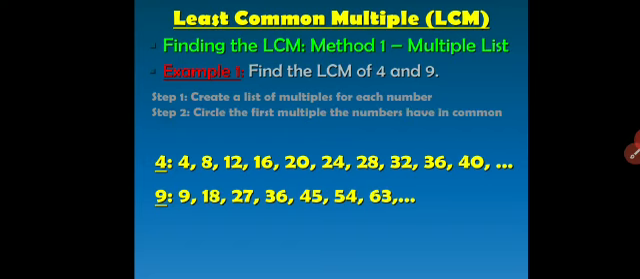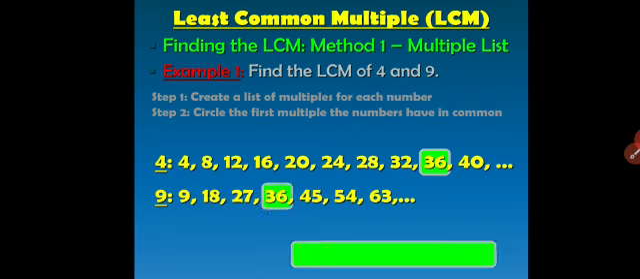Circle the first multiple the numbers have in common. So 36 we have done. So what we can say? The LCM of 4 and 9 is 36.